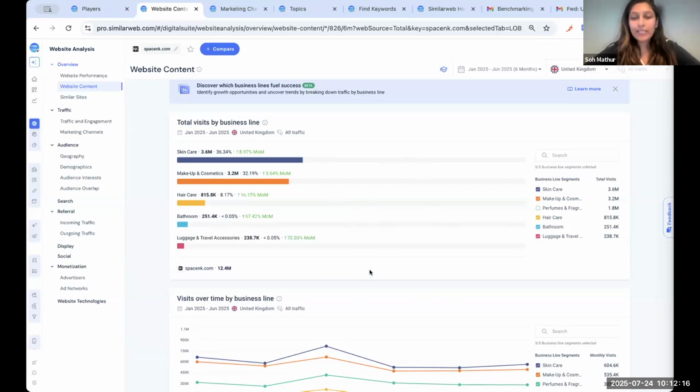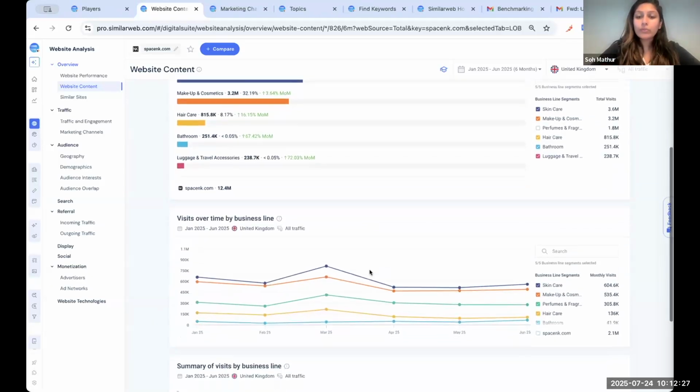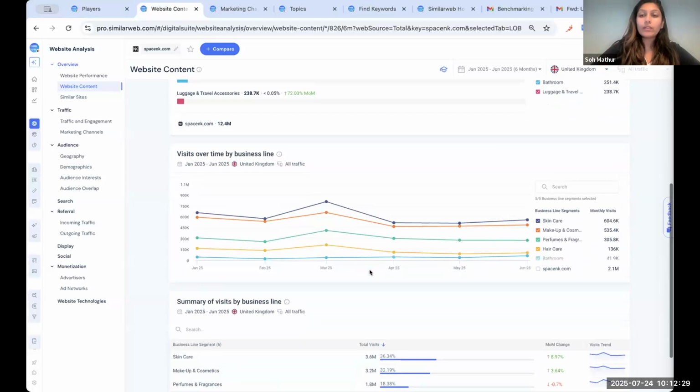Now, what that tells me is that they're actually pushing luggage and travel accessories a lot more than any of the other categories here because it's actually growing faster. And if you scroll down towards the bottom, you can see what the trend across the last 6 months looks like as well. How this helps you is you can identify when that category tends to peak or trough during a particular year, a particular quarter, whatever time period you're looking at.